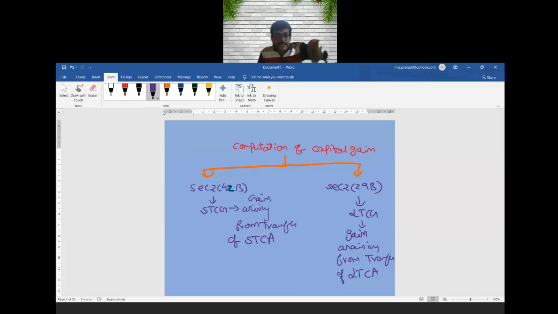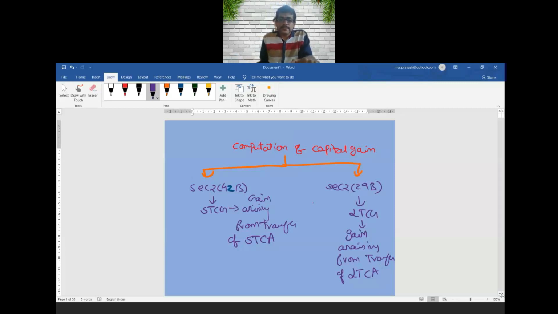To see how to calculate, we need to get into the section called section 48. Section 48 gives you the mode of computation of your capital gain. So just quickly take this down, then we'll proceed to section 48. We have discussed the basic section. Now let us quickly get into section 48.